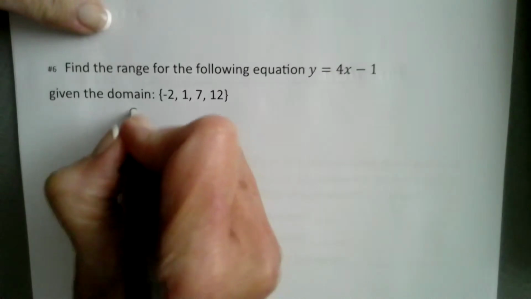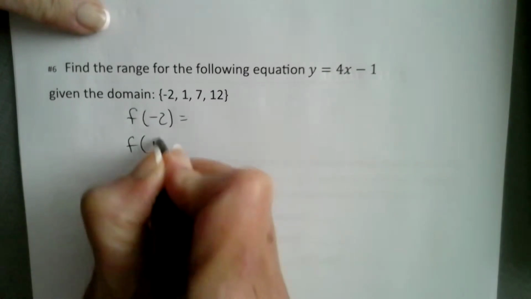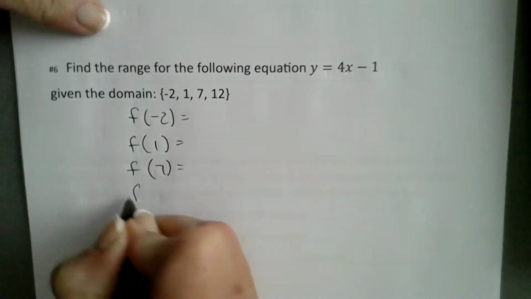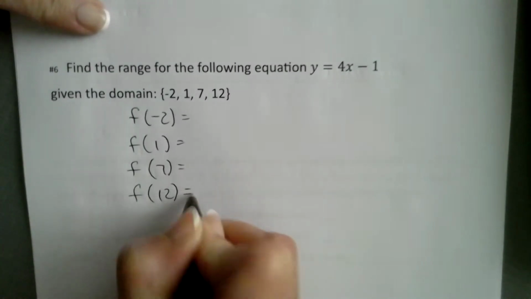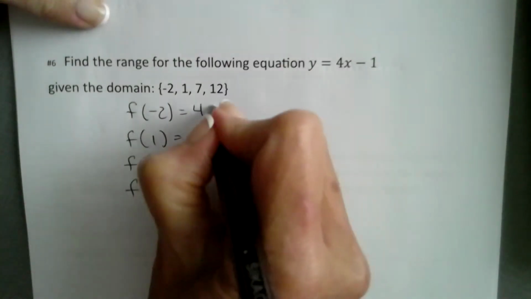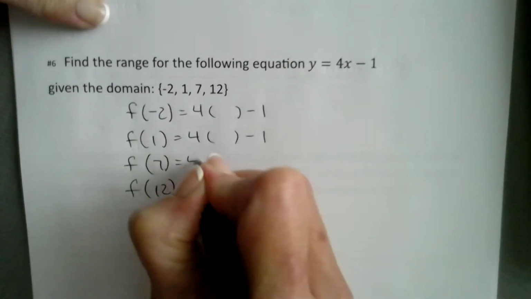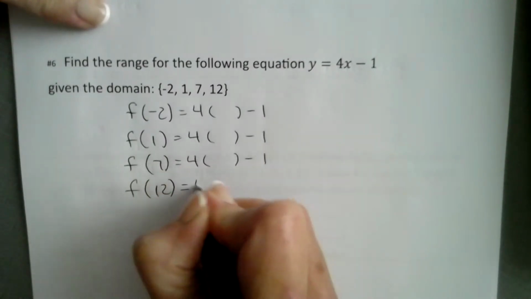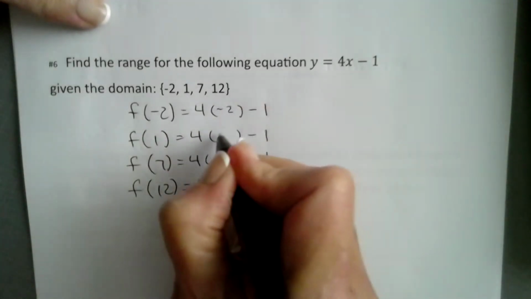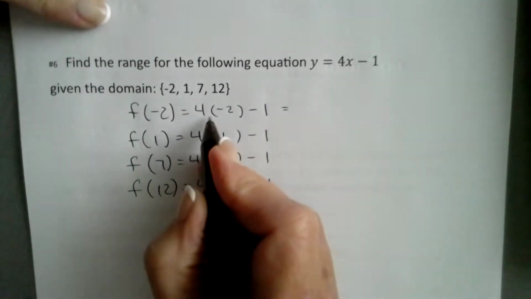Given domain, we're going to do f of -2, f of 1, f of 7, and f of 12. Okay, what does it sound like? 4 blank minus 1. Okay, we're going to pop in a -2, a 1, a 7, and a 12. We're going to do the math here.